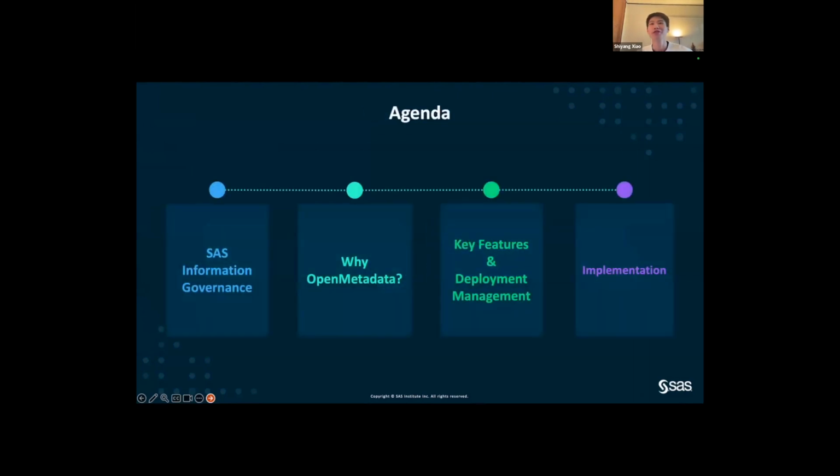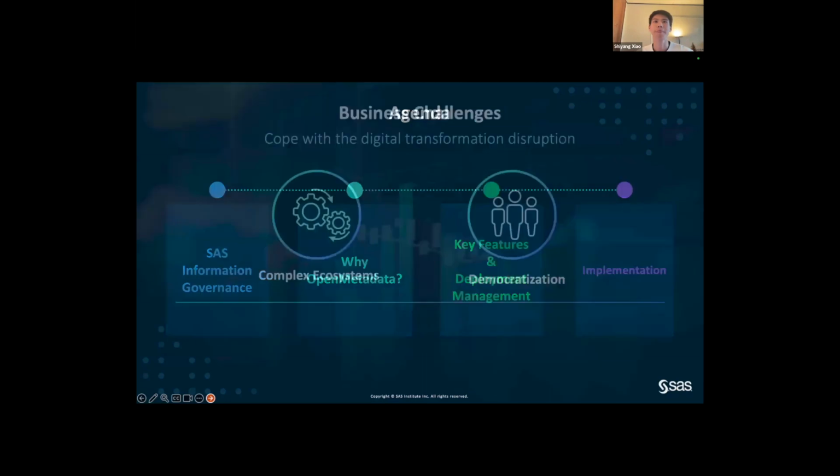So today we're going to give a bit of background on SAS information governance to provide context for the type of information available to OpenMetadata. We're going to talk about why we chose to provide a connector to OpenMetadata, then cover the key features that were implemented. I'll discuss a bit about development for both development and production, and show the implementation.